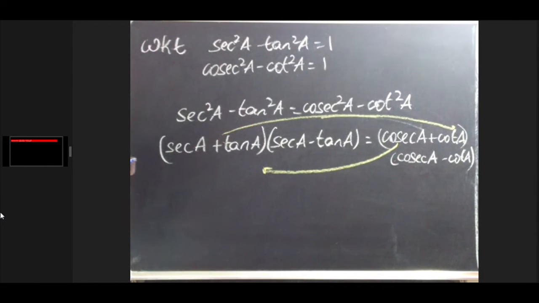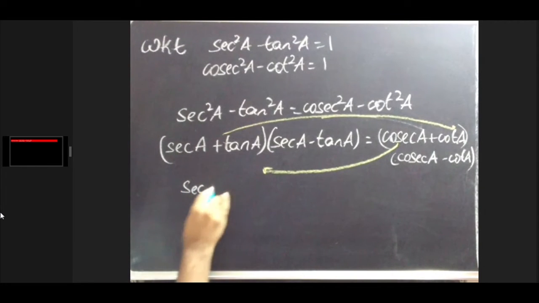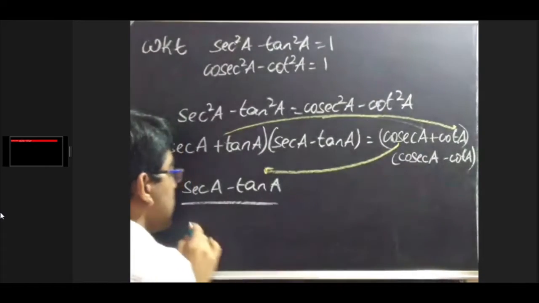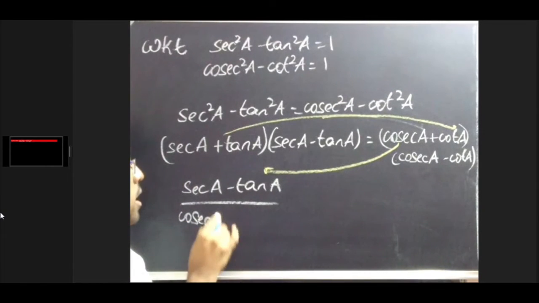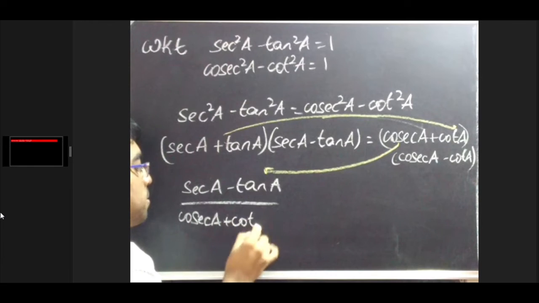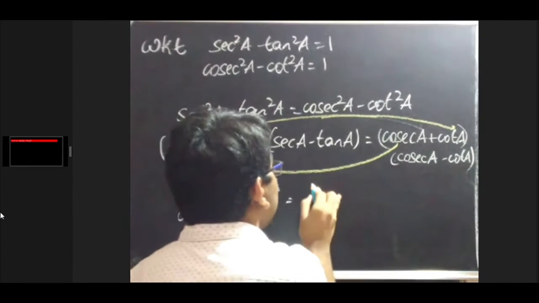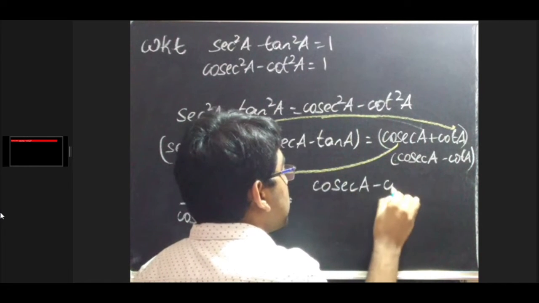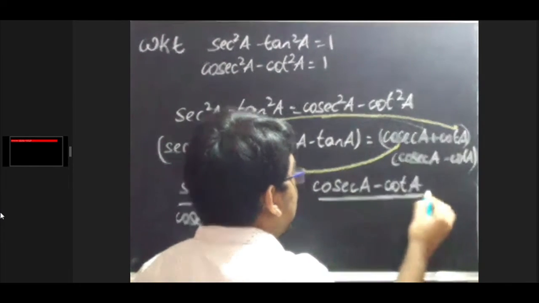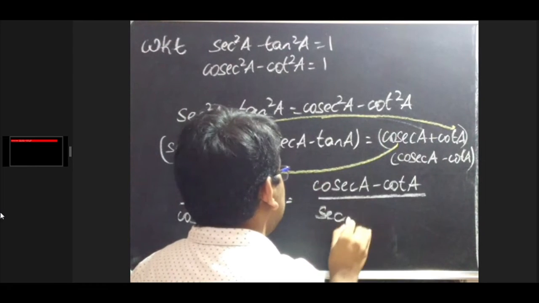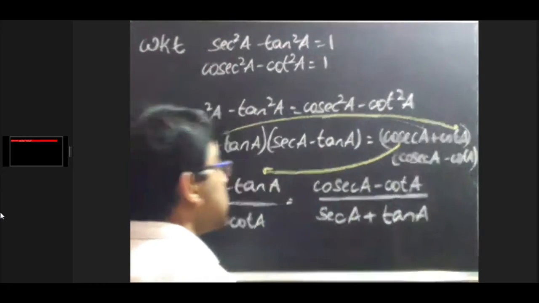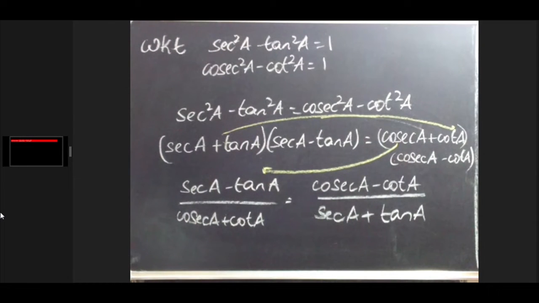Okay, let me write the given expression. Secant A minus tan A, denominator cosecant A plus cot A equals, for this, cosecant A minus cot A divided by secant A plus tan A, which is our required result, and hence this is proved.